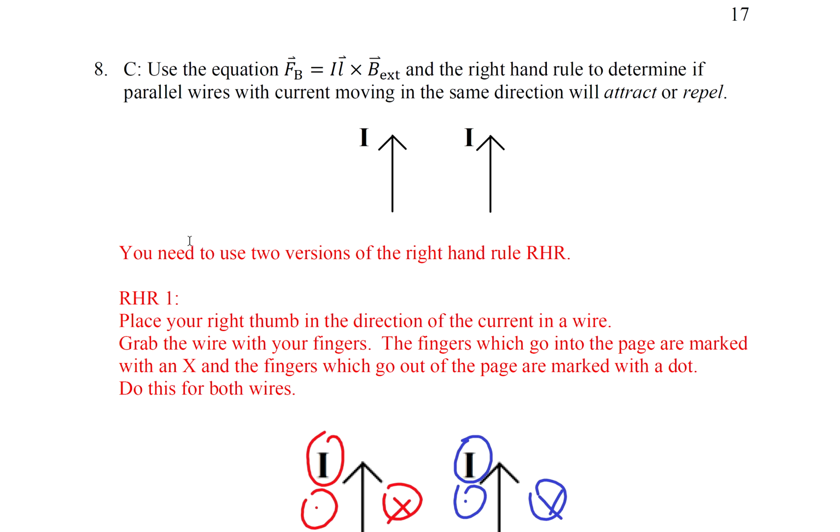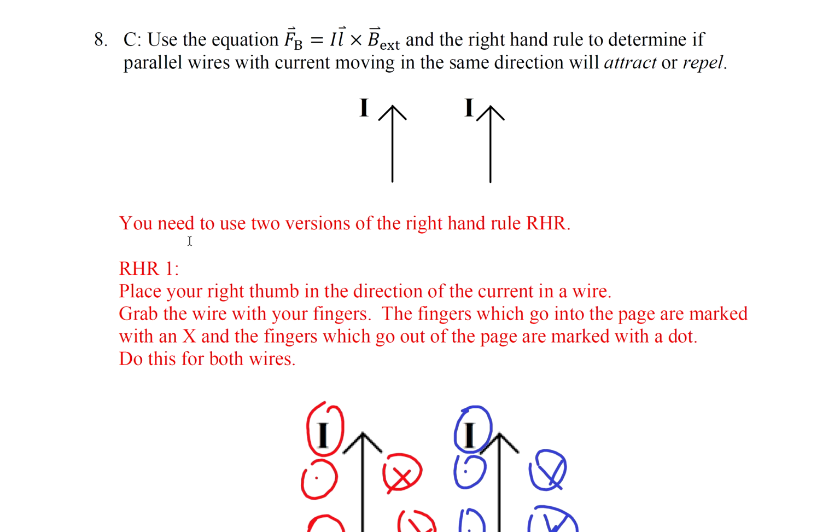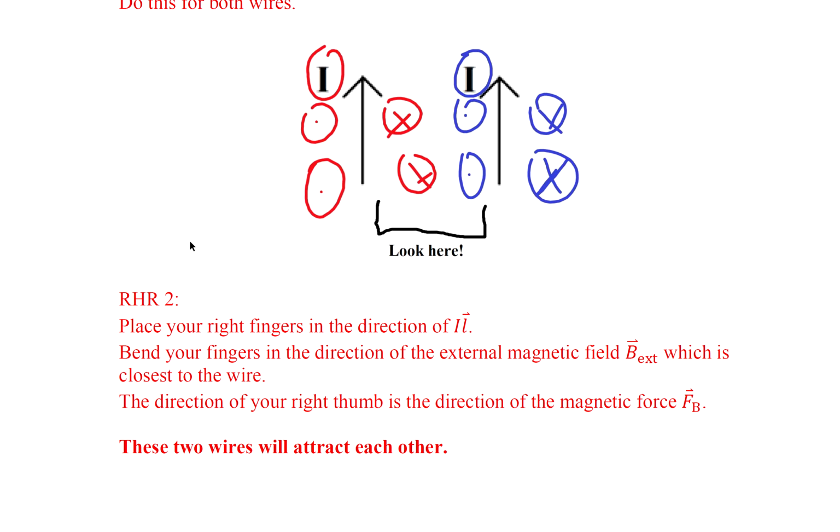Question 8. Use the equation magnetic force equals IL cross B and the right-hand rule to determine if parallel wires with current moving in the same direction will attract or repel. So you need to use two versions of the right-hand rule. Just memorize that two currents moving in the same direction will attract each other.